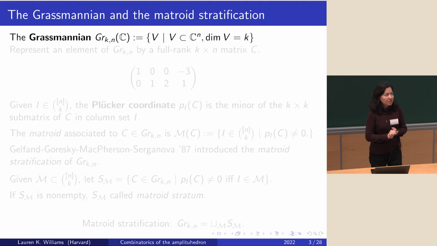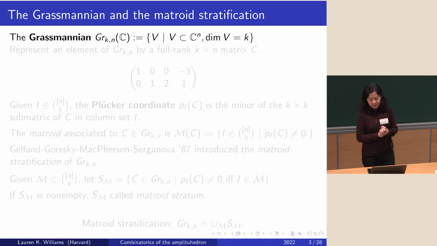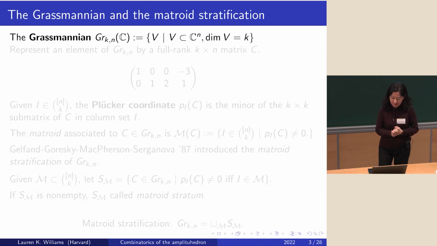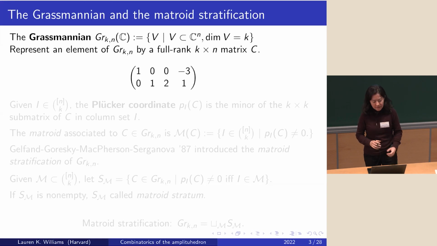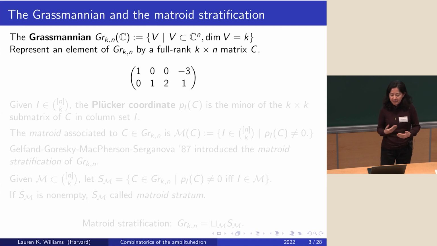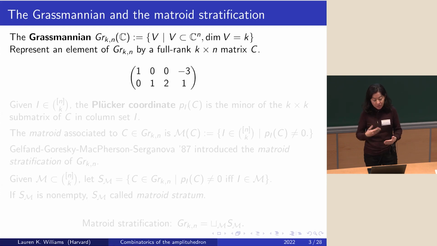Okay, so let me start by reviewing the Grassmannian. So the Grassmannian, G(k,n), is the set of all k-dimensional subspaces of an n-dimensional vector space. And we can represent elements of it by full rank k by n matrices. So here is a full rank 2 by 4 matrix, and we will identify such a matrix with the row span of this matrix. So that gives us a 2-plane.